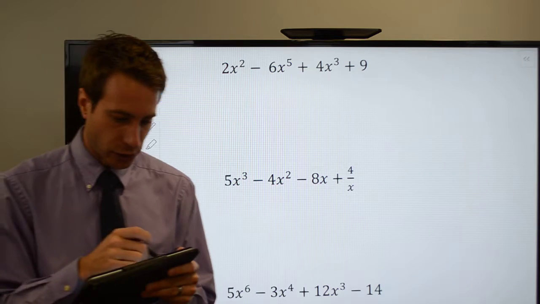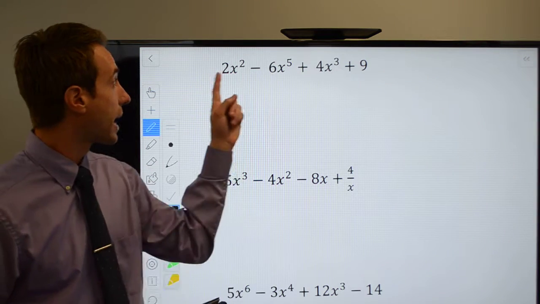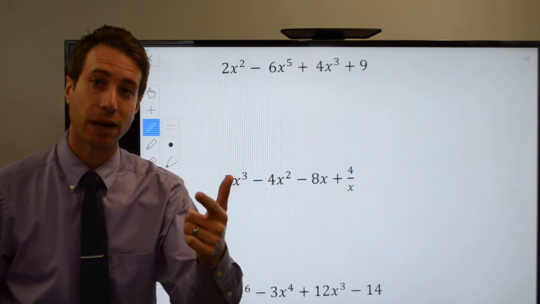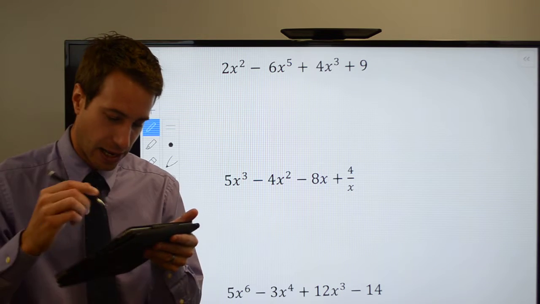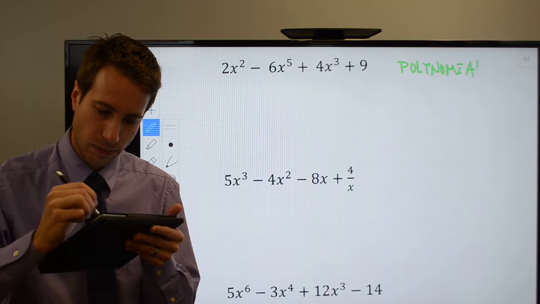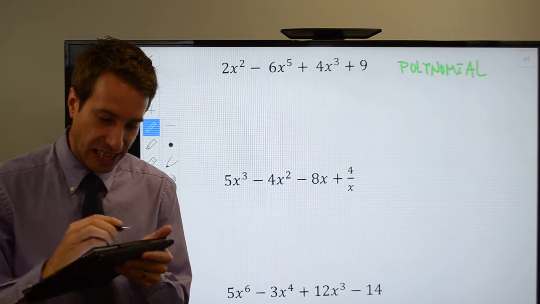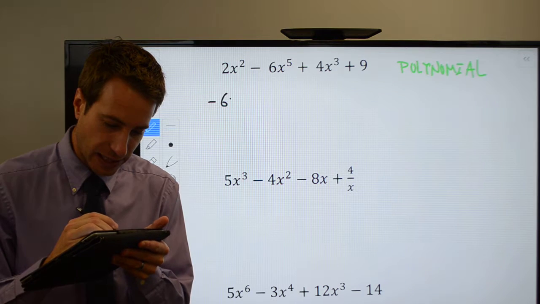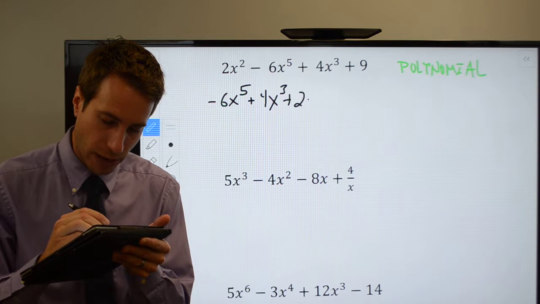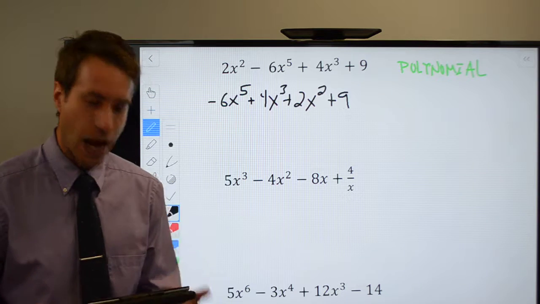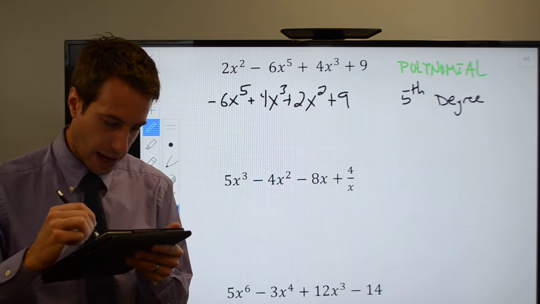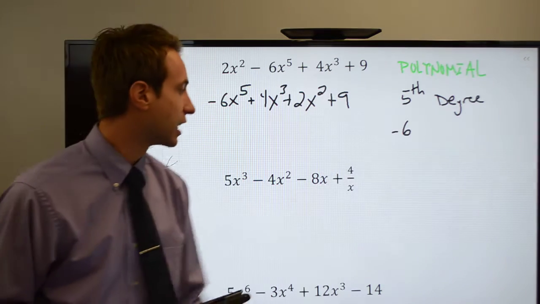Slide this on up. Okay, so here we go. Again, real quick, let's check to make sure I am all in one variable. All I have are x's. I don't have any radicals, I don't have division by a variable, and I don't have any negative exponents. So yes, we have ourselves a polynomial. Okay, I then need to make sure that I'm in descending order, which I am not. So negative 6x to the 5th plus 4x cubed plus 2x squared plus 9. And now we can just rattle this stuff off. I am going to be 5th degree, and I am going to have -6 as my leading coefficient.